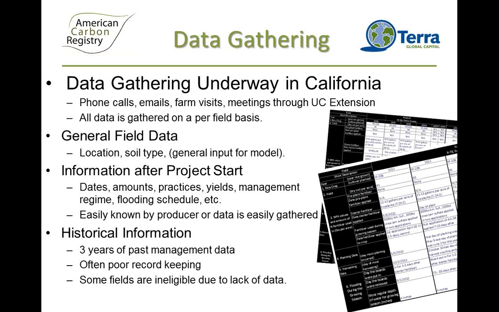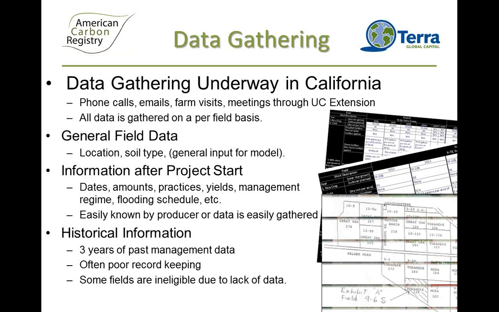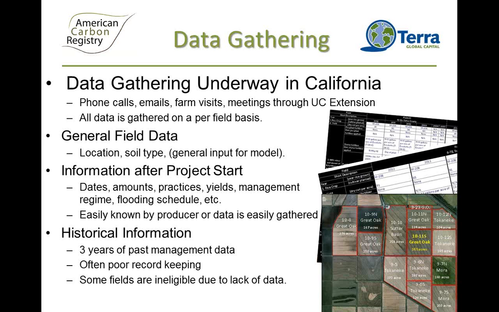This is all gathered on a per field basis. So maybe a farmer may have 5 fields or 20 fields, and it's quite a long process to sit down with the farmer and go over each field for each set of data. There's generally 3 pools of data gathered.